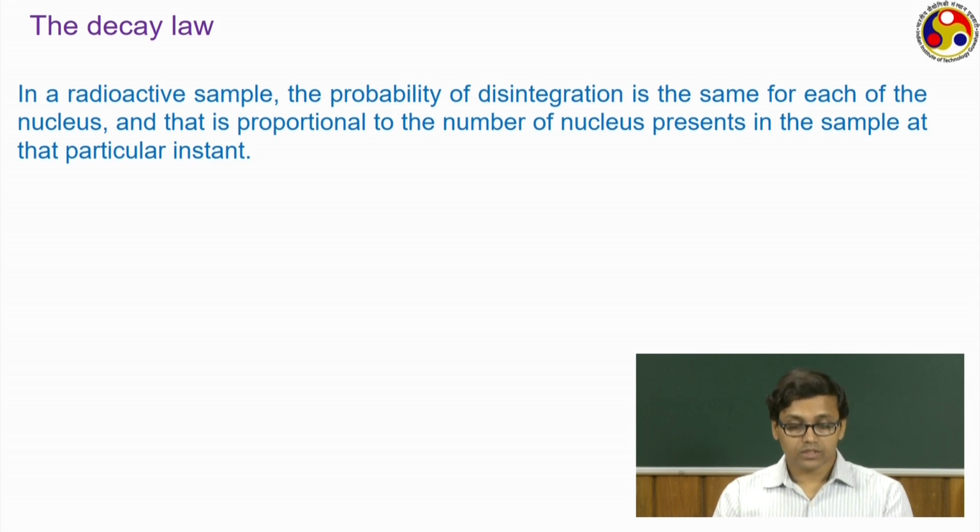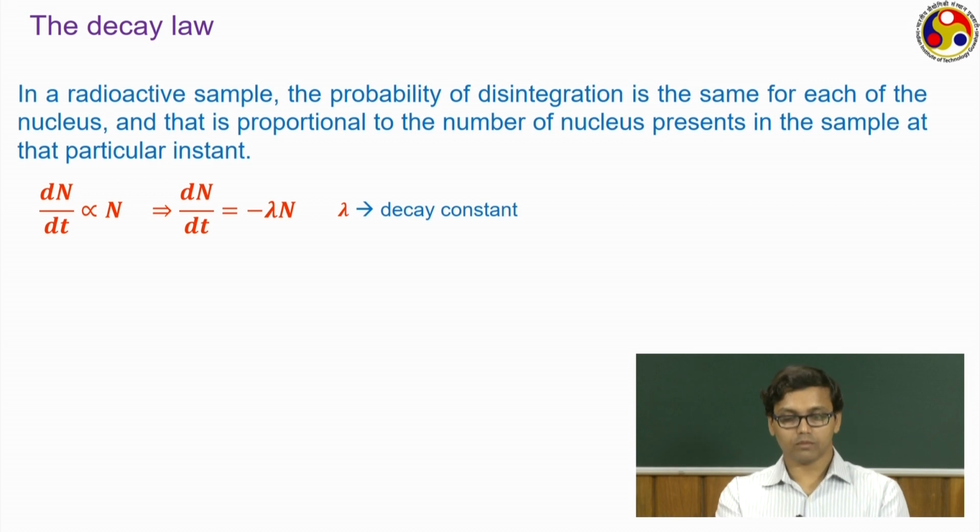But the second point is that this probability of disintegration has been found to be proportional to the number of nuclei present in the sample at that particular instant. That means, if we put it in mathematical terms, if N is the number of nuclei in a sample, then its rate of disintegration, that is dN/dt, will be proportional to the number of nuclei itself. And introducing a constant of proportionality lambda, which is called the decay constant, dN/dt is equal to minus lambda into N. Here the minus sign indicates that the number of nuclei, N, reduces with increase in time.